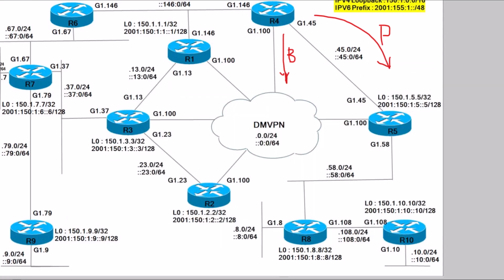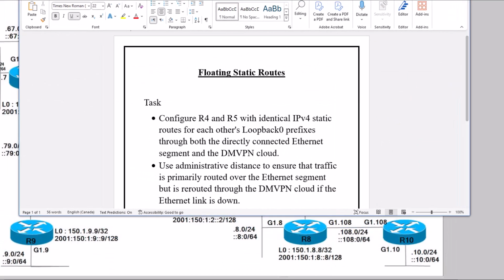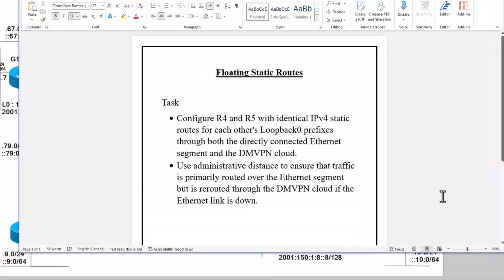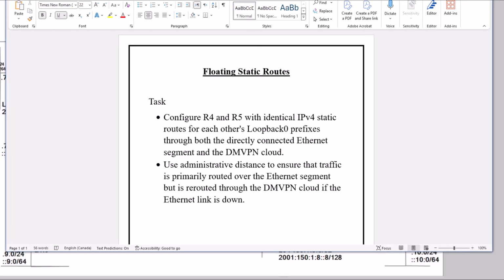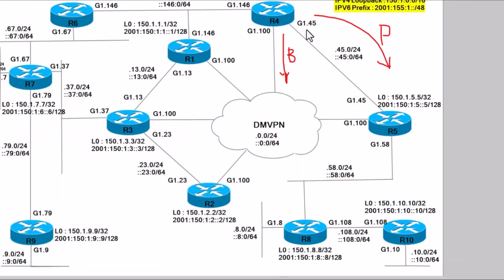Okay, so the tasks for this lab are like this. We want to configure R4 and R5 with identical IPv4 static routes for each other's loopback 0 prefixes through both the directly connected Ethernet segment and the DMVPN cloud. So first we have to configure two static routes, one via the Ethernet segment, one through the DMVPN tunnel, on both R4 and R5.